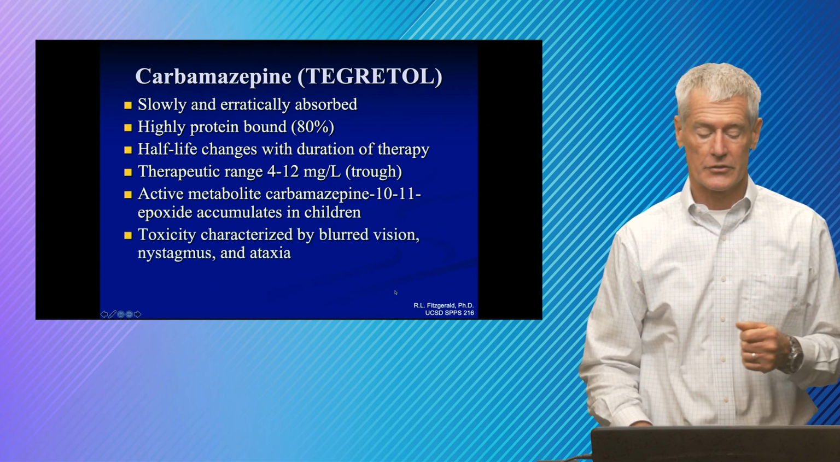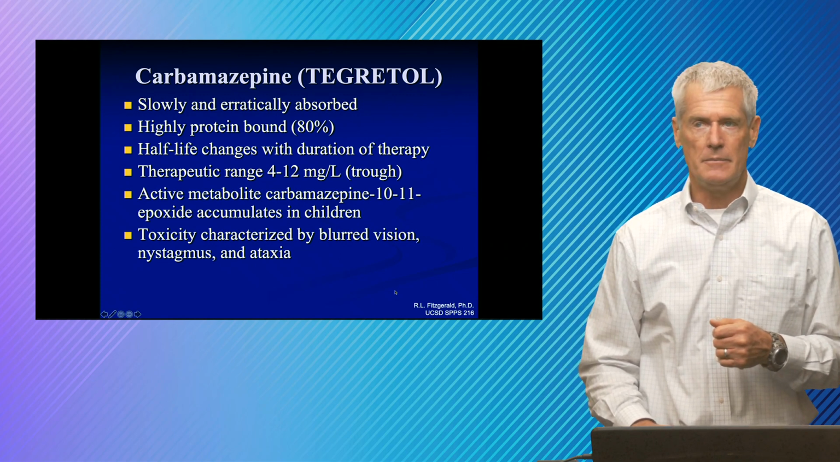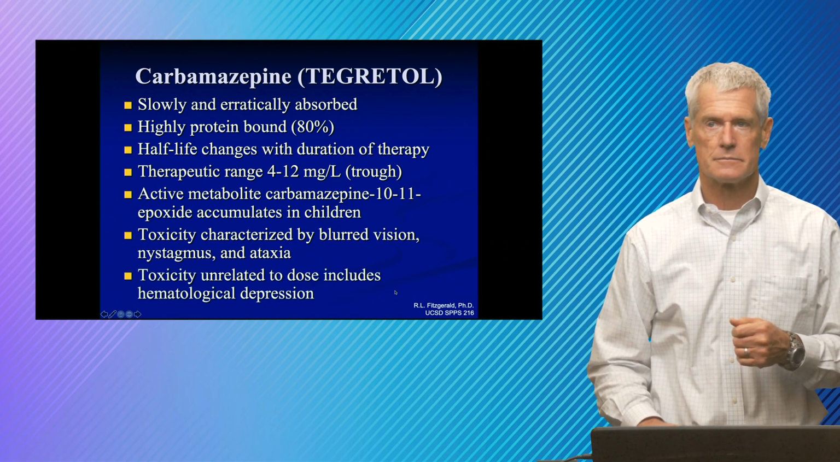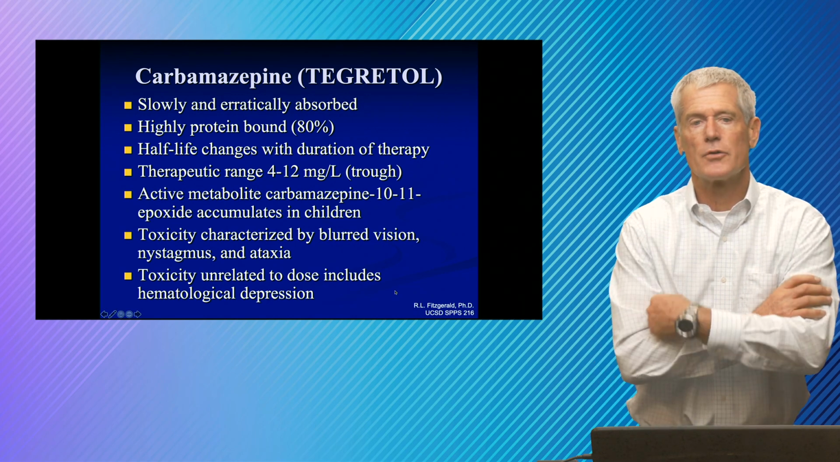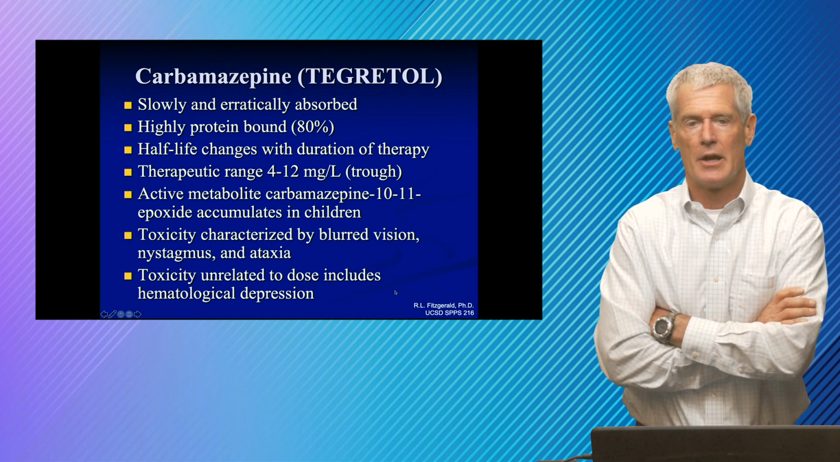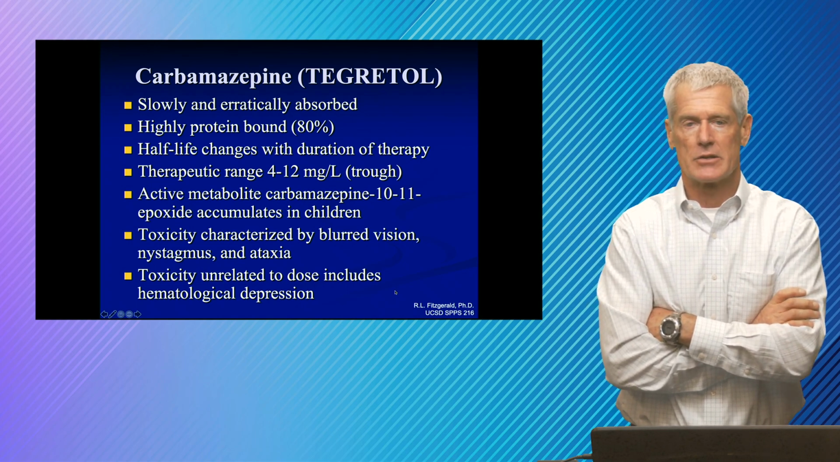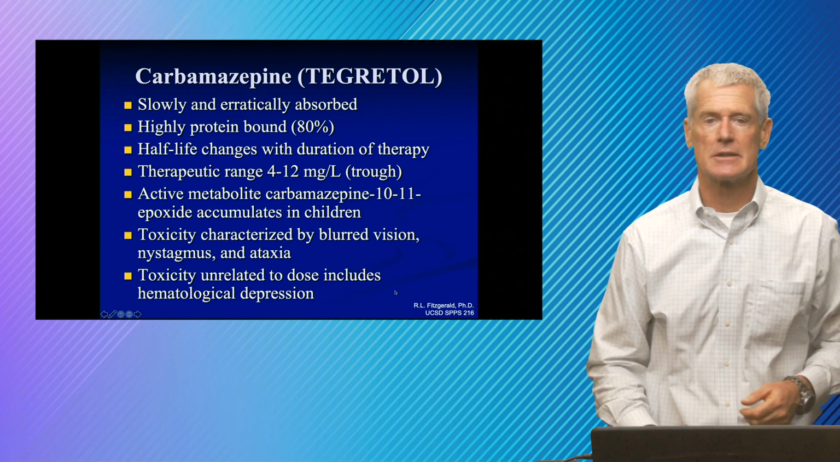So blurred vision, nystagmus, and ataxia would be signs of toxicity. It also causes hematological depression, so bone marrow depression, and typically these patients are monitored with CBCs to make sure that you're not getting that kind of toxicity.